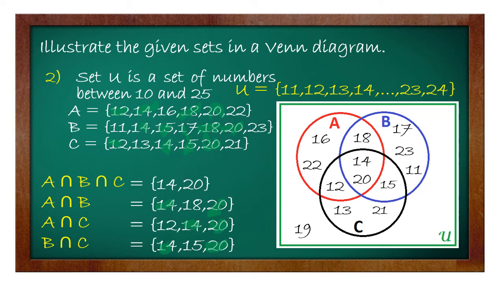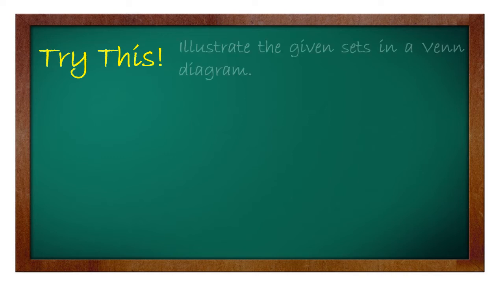At kung sino na lang yung nawawala dun sa loob ng circles, yun ang ilalagay natin sa labas ng circle, pero sa loob na universal set. And those are 19 and 24. Now, tingnan natin kung naintindihan ba ako sa part na yun.